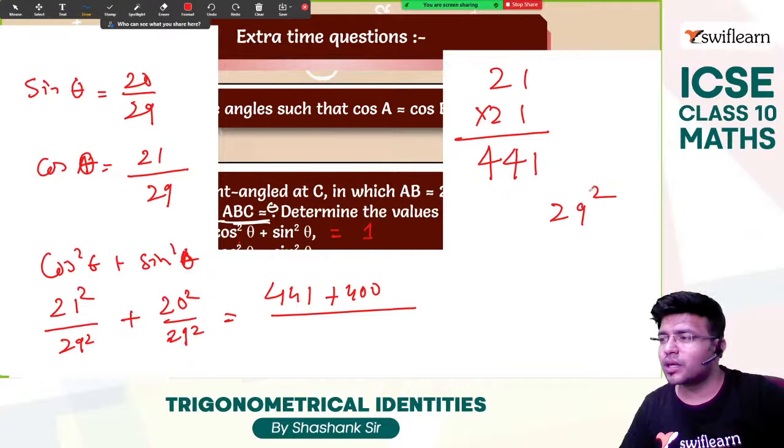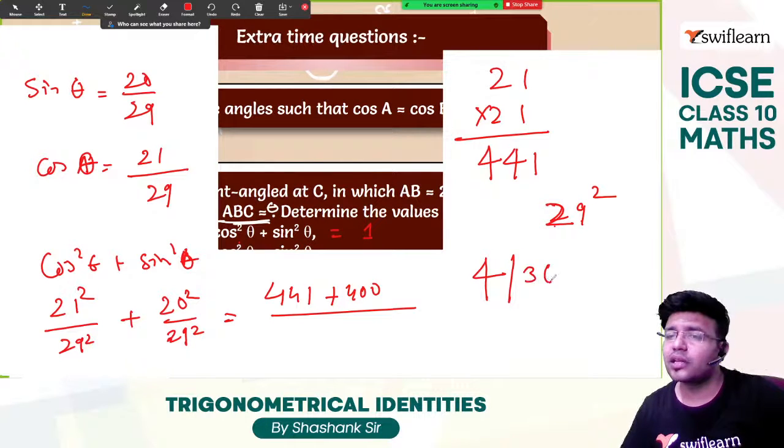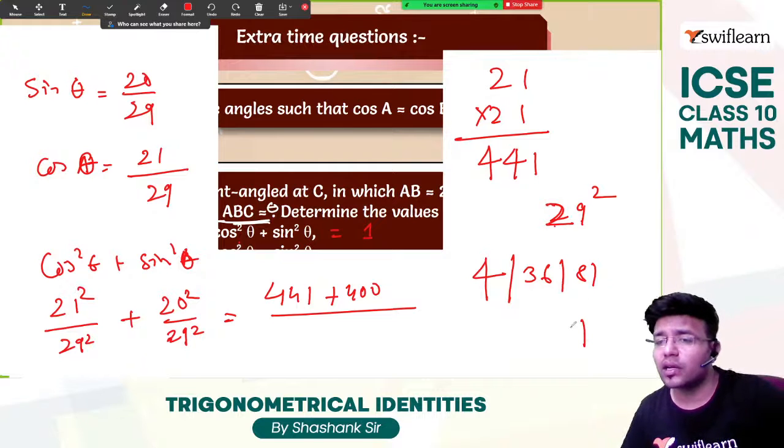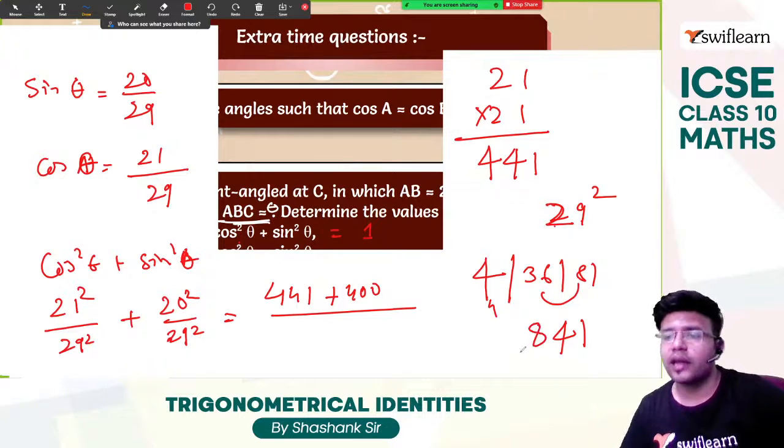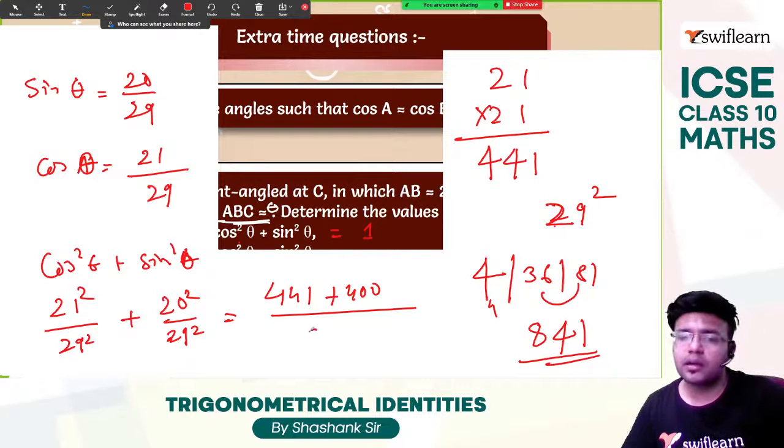I'm going to use the trick of Vedic maths. So 2 square, duplex of 2 is 4, 2 nines are 18, 18 twos are 36, 9 nines are 81. So 1, 4 and 8, so 841. So the square of 29 is 841.